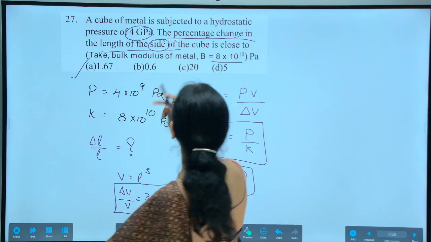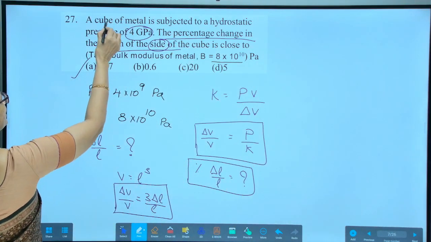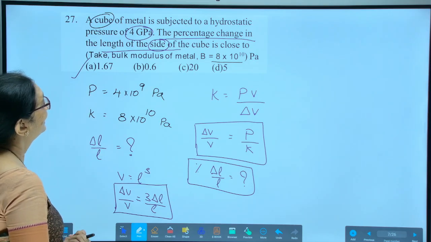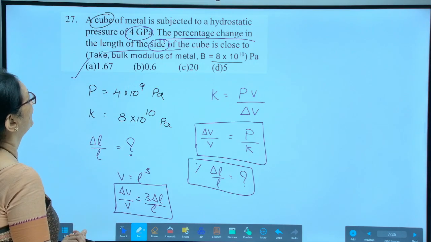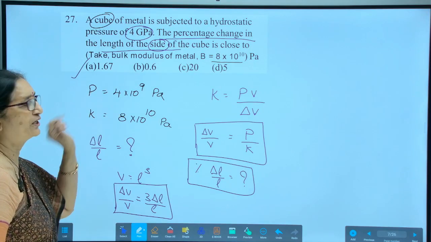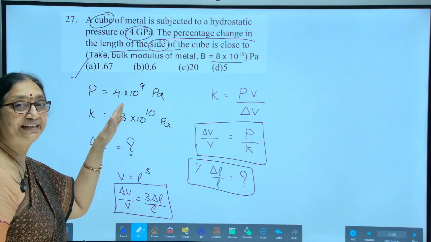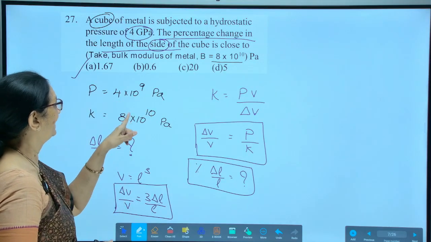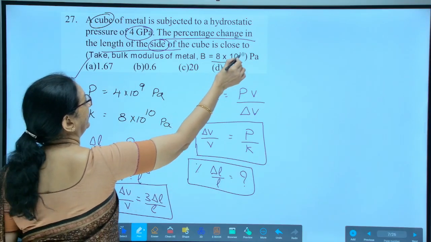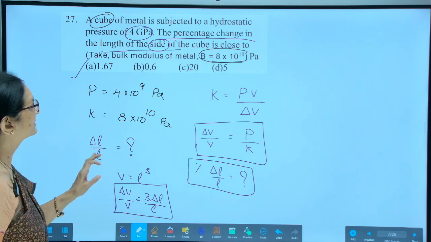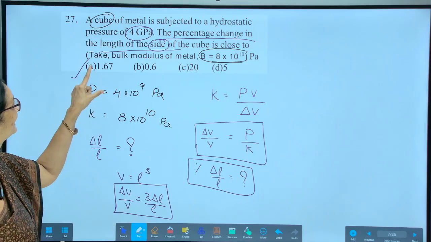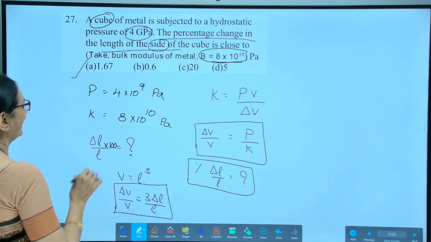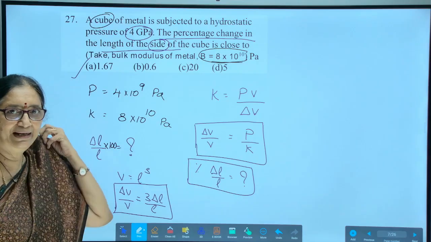A cube of metal is subjected to a hydrostatic pressure of 4 gigapascals. Percentage change in the length of the side of the cube is close to? Look here. Pressure applied on that cube is 4 giga. Giga means 10 to the power of 9, so 4 into 10 to the power of 9 pascals. And bulk modulus is given as 8 into 10 to the power of 10 pascals. So you are supposed to find percentage change in the length of the side. Percentage change is fractional length change into 100, delta L by L into 100.